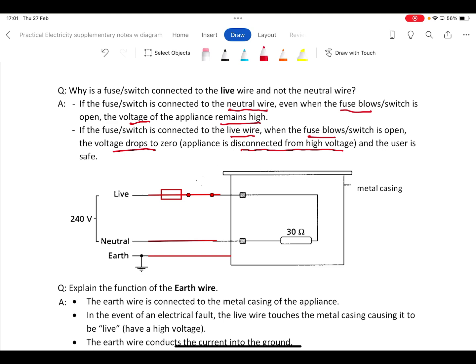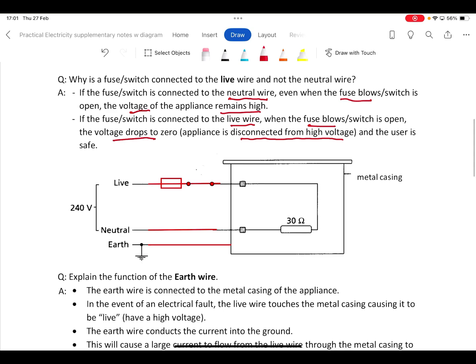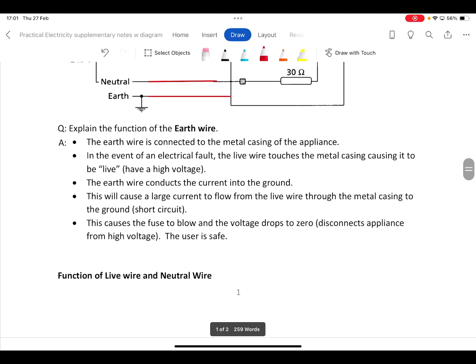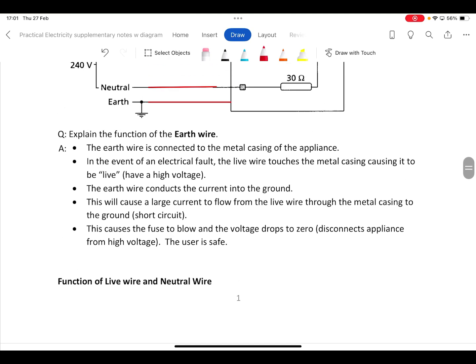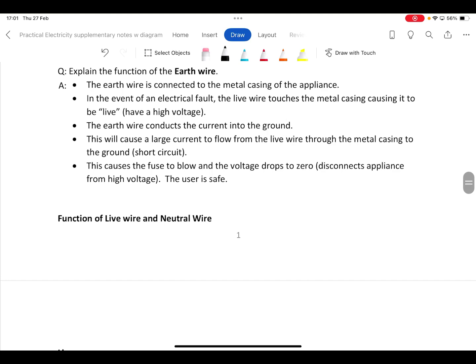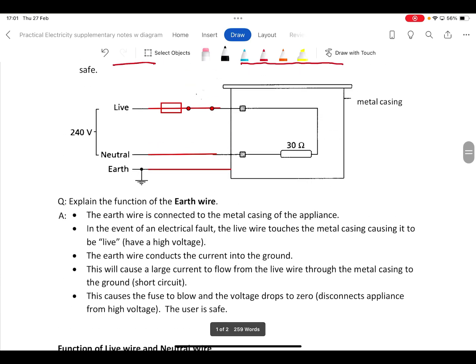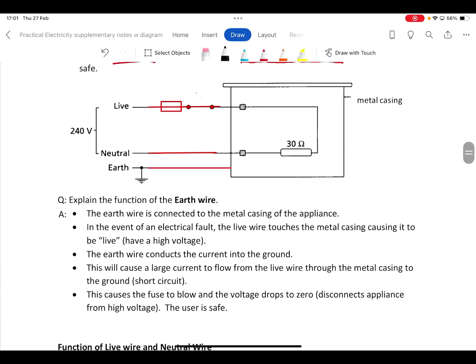If you can wait for 5 minutes, I'll explain the function of the earth wire. It's important. Earth wire works together with the fuse. The earth wire is connected to the earth, as the word suggests.